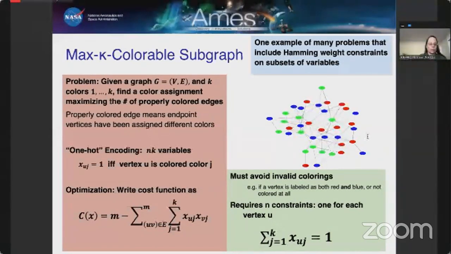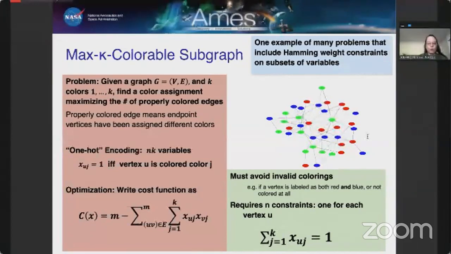I'll give you a simple example here, which is max k-colorable subgraph. Here, we want to properly color the graph, meaning that for each edge, the vertices at the ends of that edge should have different colors. We're going to use a one-hot encoding where there are nk variables, where the variable for a given vertex and color tells us whether that vertex is colored with that color or not. And we can then write the cost function as taking all the edges m and subtracting off the invalid edges, the edges that have been colored with the same color at each end.